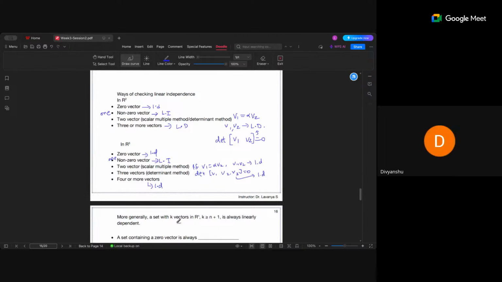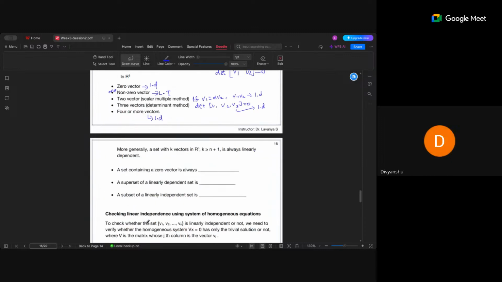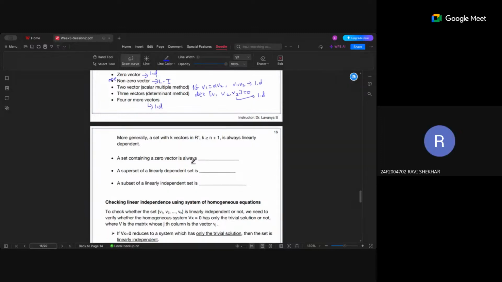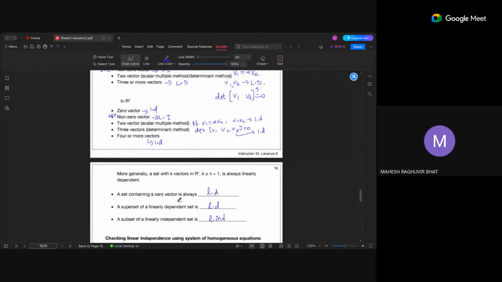So more generally, if you have k vectors in Rn where k is greater than or equal to n plus 1, that set is always linearly dependent. A set containing a zero vector is always dependent. A superset of a linearly dependent set is linearly dependent. A subset of a linearly independent set is linearly independent. Okay.